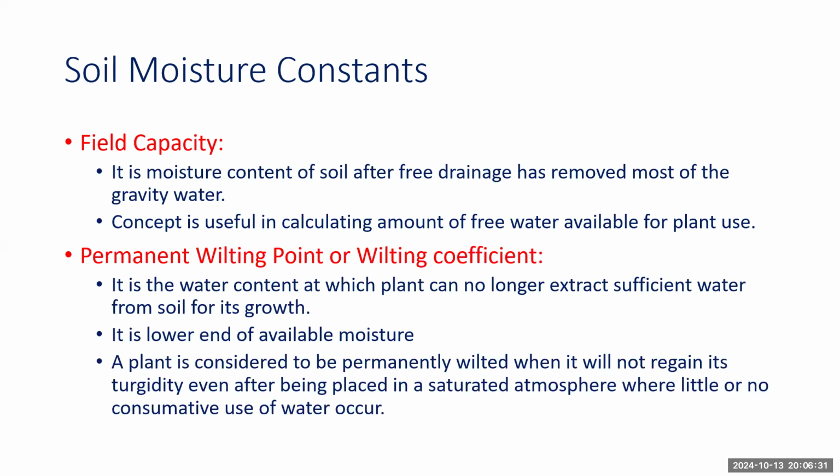After that, we discussed the permanent wilting point, or wilting coefficient. The wilting coefficient is the lower end of available moisture. If the moisture content falls below the wilting coefficient, then the plant may lose its turgidity permanently. So what is essential for crop growth to get maximum yield? The moisture content in the soil should be between the field capacity and wilting coefficient. This difference between these two moisture contents, field capacity and wilting coefficient, is called the available moisture.